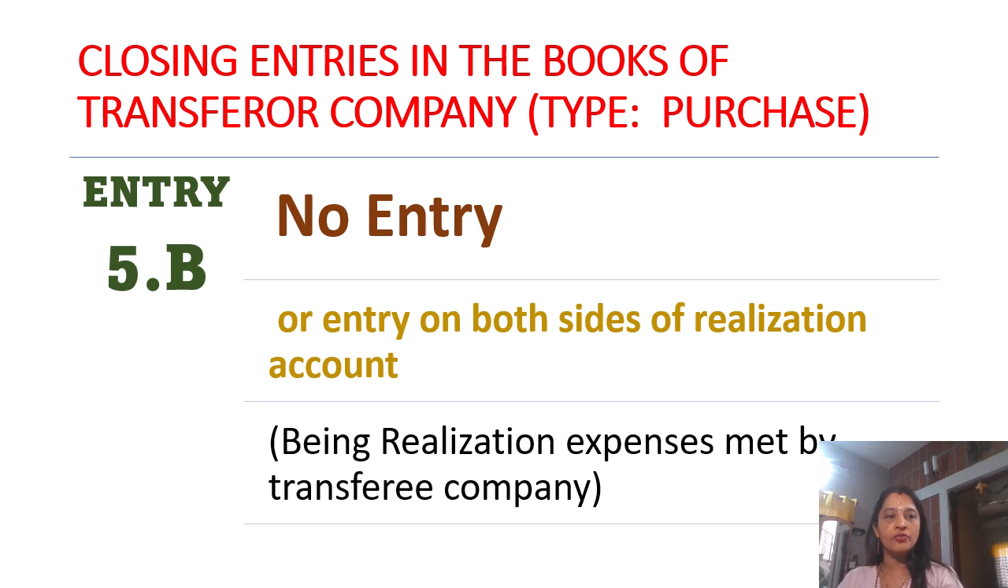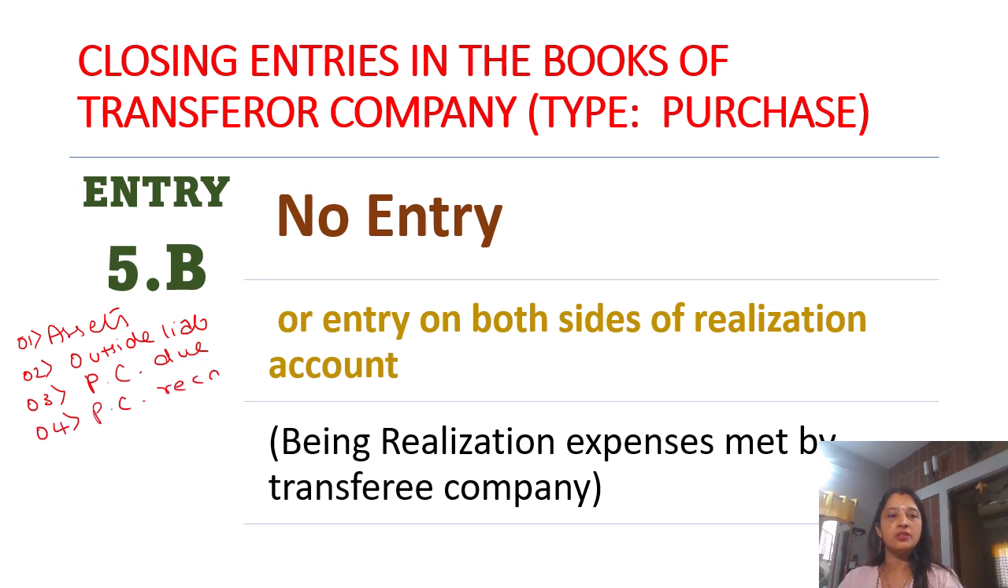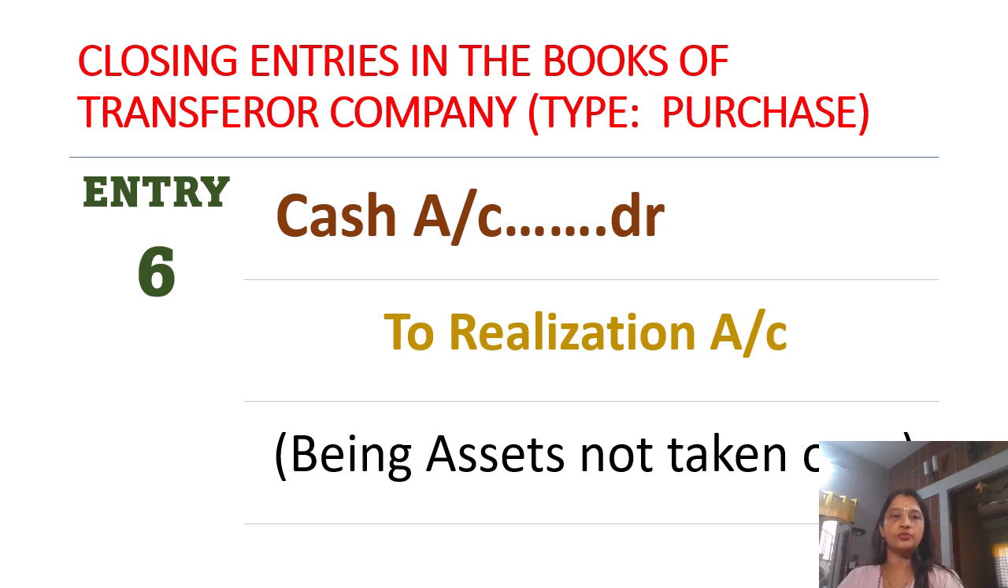So what all did we do? First one, transferring all the assets. Second one, transferring all the outside liabilities. Third one, PC due. Fourth one, PC received. Fifth one, realization expense. For realization expense there are two, 5A and 5B. For further doubts, you can refer to the entries. Now the next one.